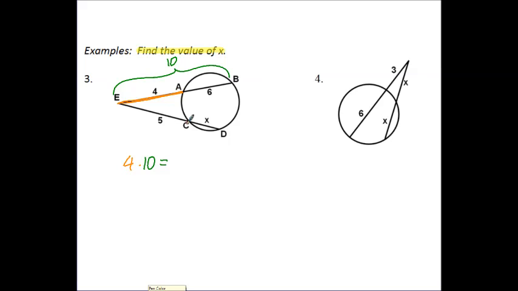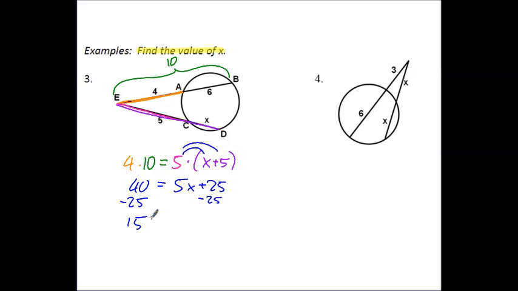Our external segment CE is 5 units long, and our secant segment DE is x plus 5 units long, so 5 times x plus 5. 40 is equal to 5x plus 25 after we have distributed our 5. Subtract 25 from both sides. 15 is equal to 5x, and now we divide by 5, and 3 is equal to x.